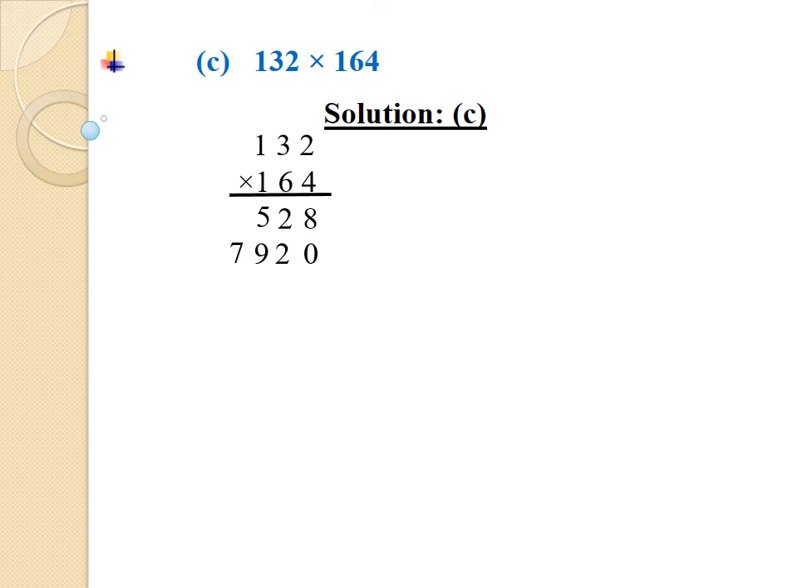Students, now we have to solve step number 3. In solving step 3, we have to multiply 132 by 100. Students, as we know that when we multiply by 100, we put 2 zeros at the end, that is in ones place and tens place. Then we start multiplying, thus writing zeros at ones place and tens place.